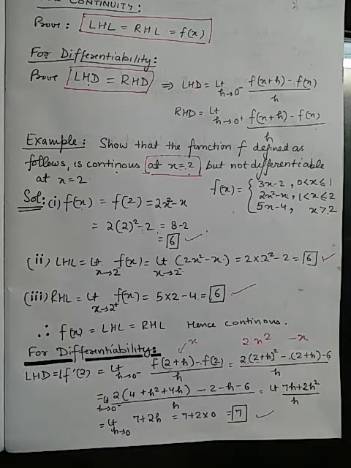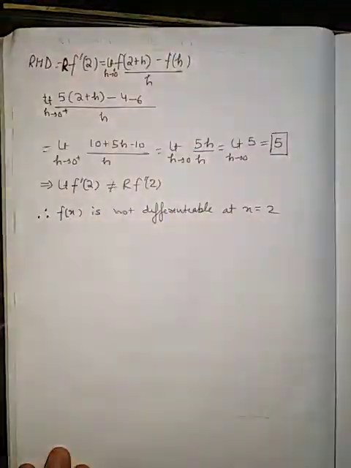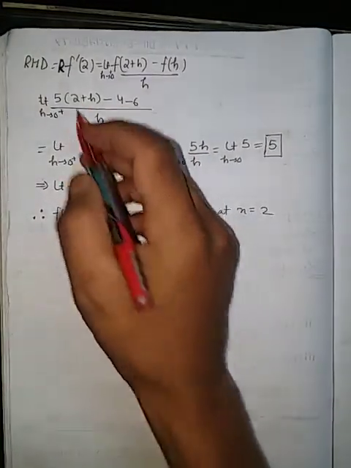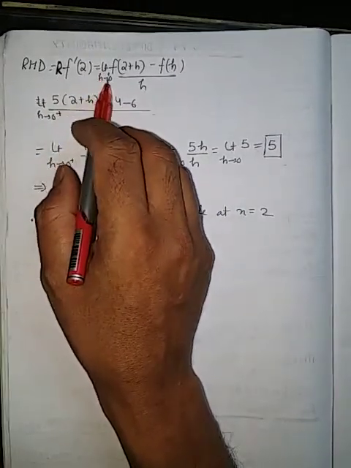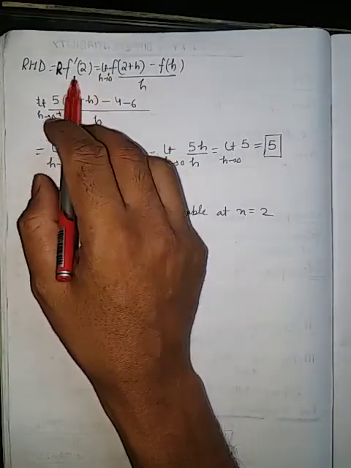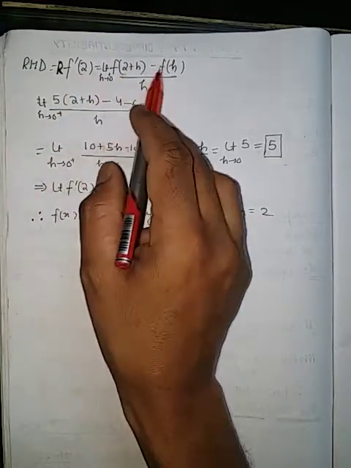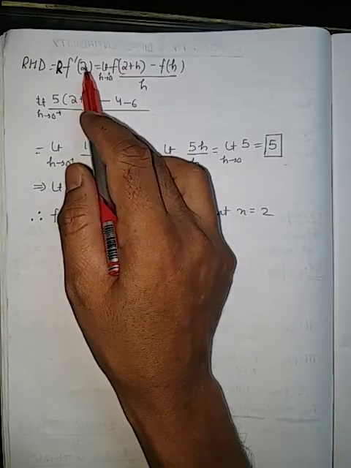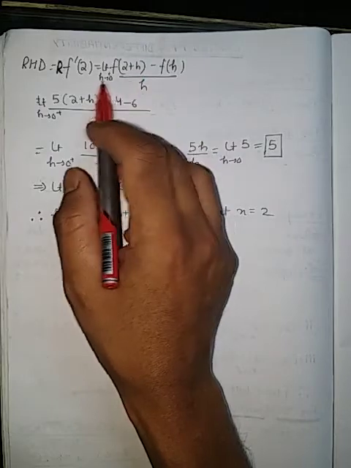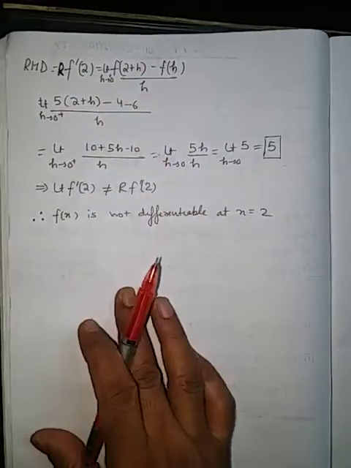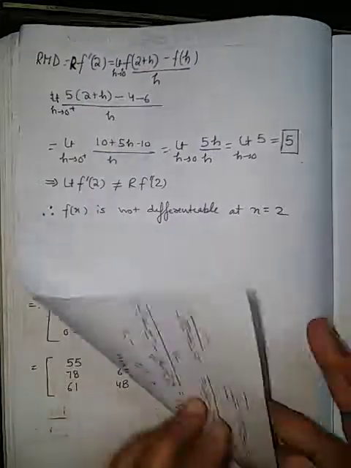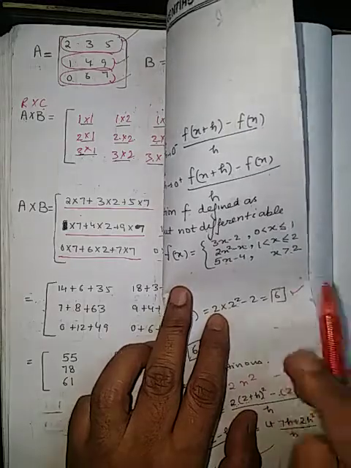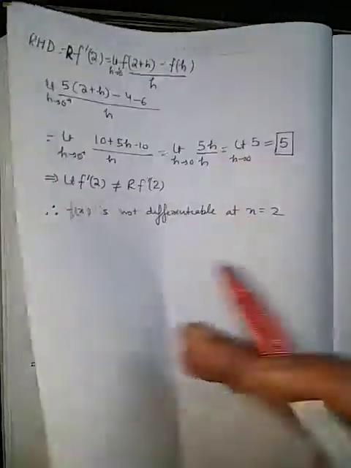Now let us see how to find the right hand derivative. For the right hand derivative, again we have to put h tending to 0 plus. The formula will be f(2 plus h) minus f(2) upon h. So in place of x, we have to again write x equals to 2. Now this 2 plus value, this is the right hand derivative. 2 plus value belongs to which equation? 5x minus 4. X greater than 2, the equation will belong to 5x minus 4.